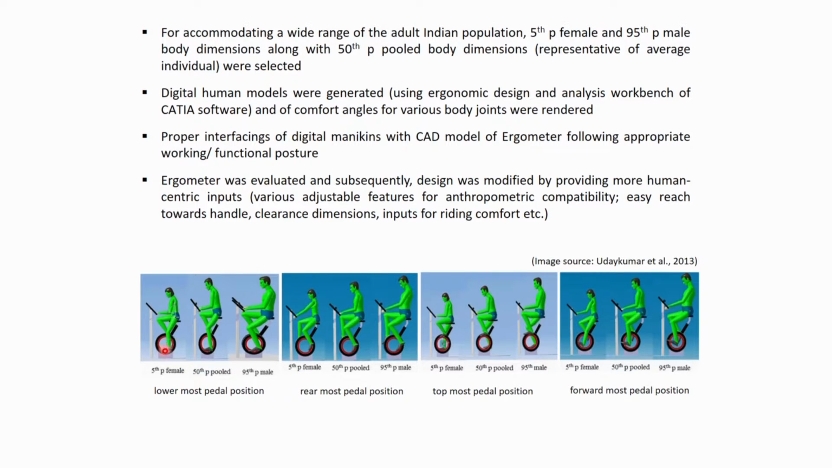While their left leg is at the bottommost position of the pedal, this is the scenario. Similarly, while the left leg or left foot is at the rearmost position of the pedal, this is the scenario. Similarly for the topmost position and the forwardmost position. In all these cases the scenario was studied, body joint angles were measured accordingly, and it was found to be within the comfort zone, which was defined and indicated by green color.